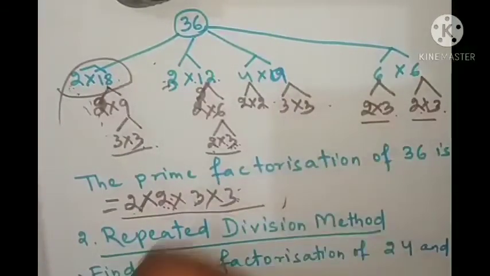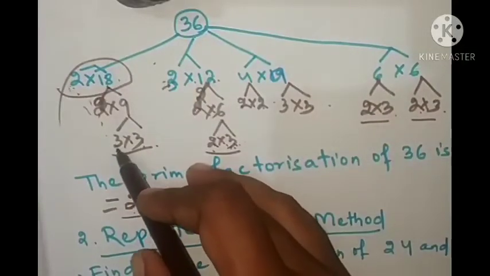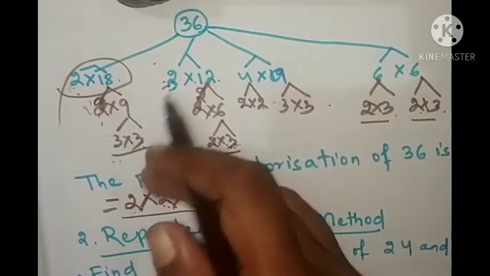Anyone you can do, and lastly, where the factor ends, it is not going further. Like 3 means the factor of 3 is 3 into 1.